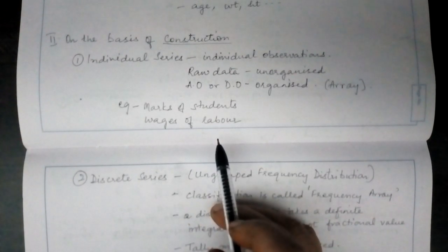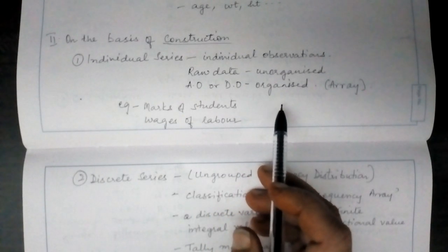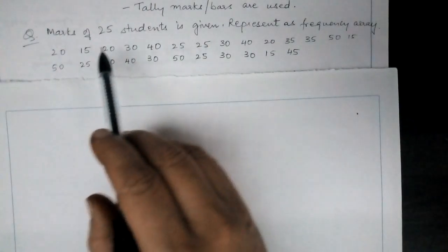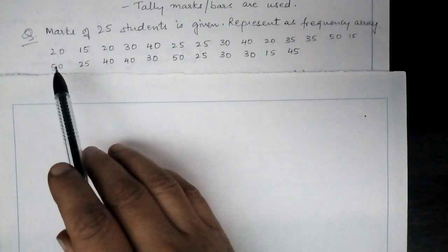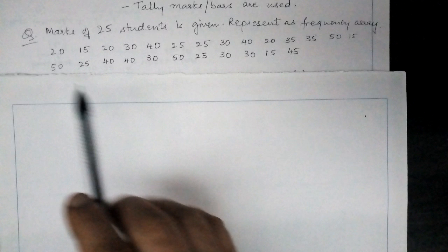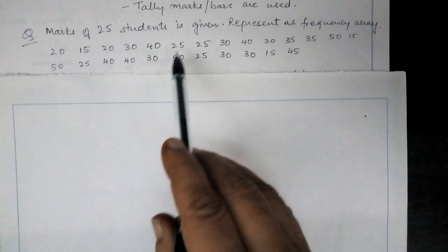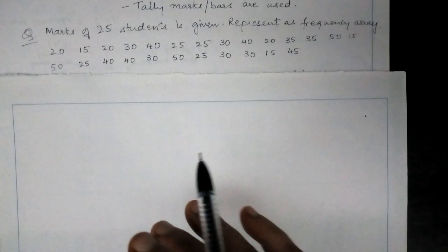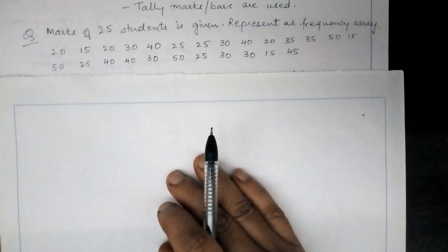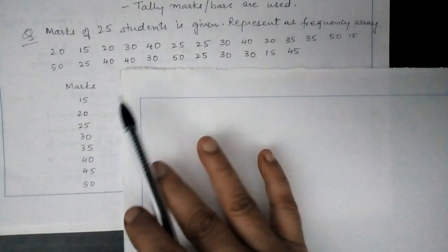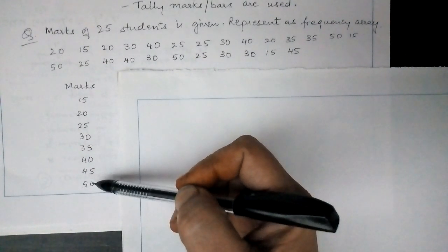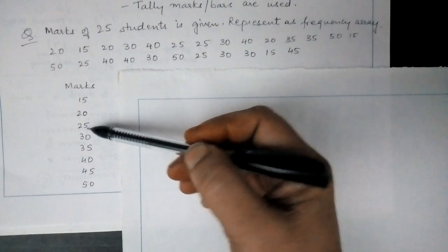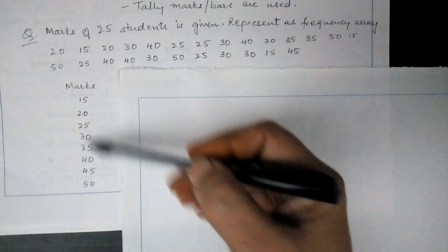We'll first see what this raw data looks like and how we can arrange or organize the data. Let's say we have a question: marks of 25 students is given, represent as frequency array. So we have these marks of 25 students, this is called raw data because the marks are like 20, 15, 20, 30, 40, 25, 25, 30, 40 and so on and so forth. Once this data is arranged either in the ascending order or in the descending order, you call it the array. So here 15 is the lowest mark, followed by 20 and then 25. If you arrange them in the increasing order, we have 15, 20, 25, 30, 35, 40, 45 and 50. So this can be called an array.